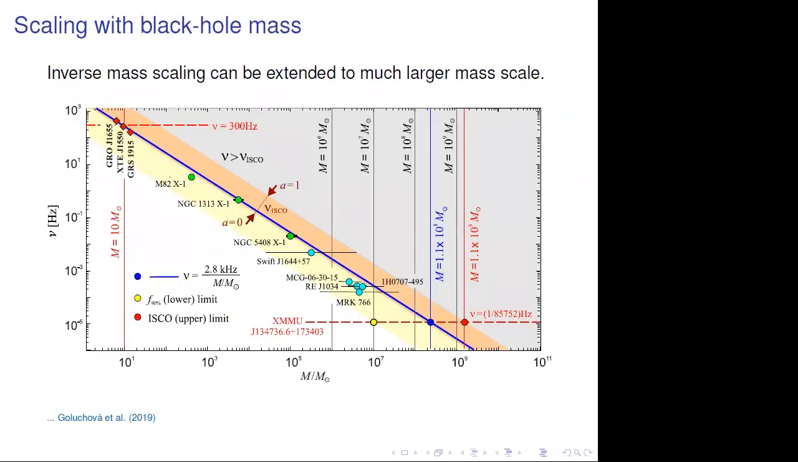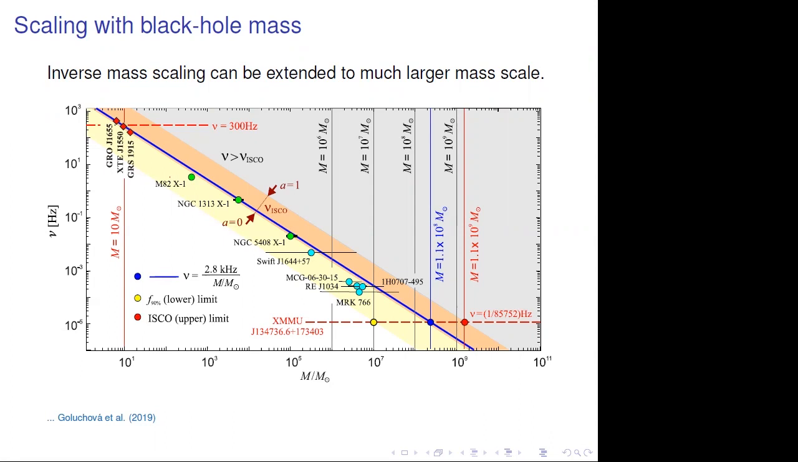And some people were trying to extend this 1 over m scaling to a broader range of masses. They were, for example, looking at some AGNs to see whether they would see some variability at frequencies which would correspond to the frequencies observed in galactic black holes. It's still debatable, but nevertheless, the paper is published. So there is some evidence that you have an analogous phenomenon over a much broader range of masses.